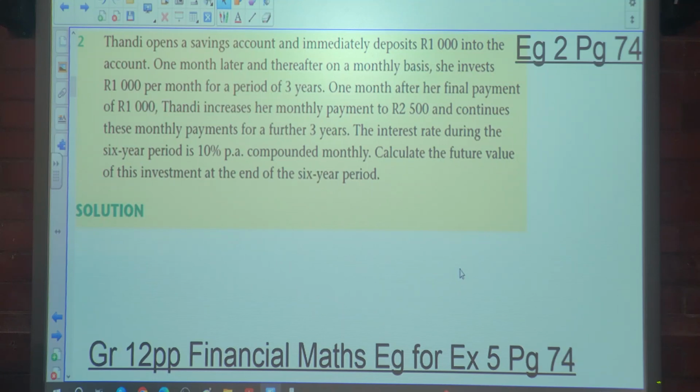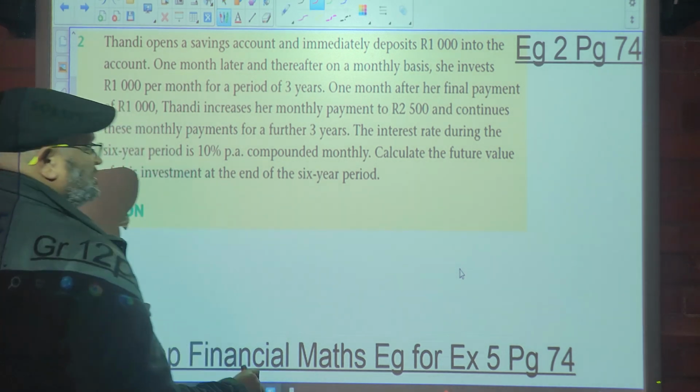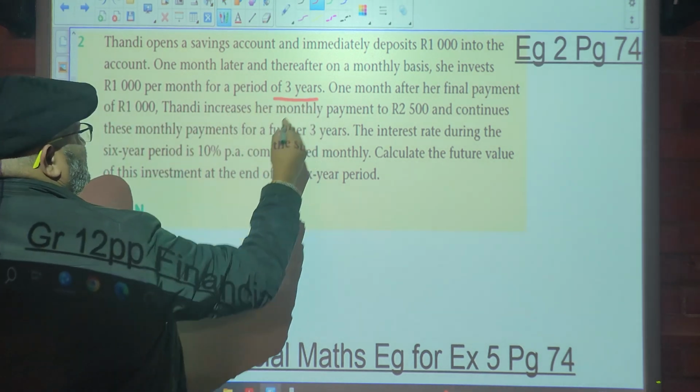One month later and thereafter on a monthly basis, she invests 1,000 Rand per month for a period of 3 years. One month after the final payment of 1,000 Rand, Tande increases the monthly payment to 2,500 and continues the monthly payment for a further 3 years. The interest rate during the 6-year period is 10% per annum compounded monthly. Calculate the future value of this investment at the end of the 6-year period. So let's deal with the first 3 years first.